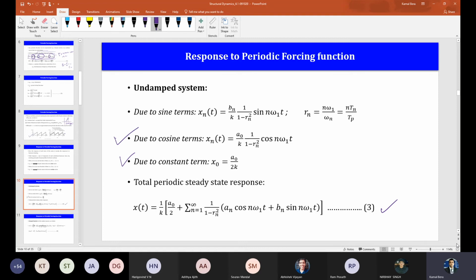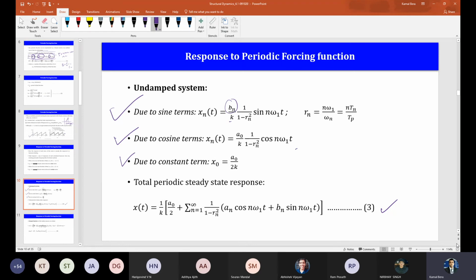Constant term due to cosine term, sine term. We already did it, right? We are remembering f0 by k, 1 by 1 minus r square sine omega t, right? So that is what is written. Okay. So this is f0, here bn by k, 1 minus r square. So there it is only 1, right? So there it is r only, omega by omega n. So here, instead of omega, it is n omega 1, because n is 1, 2, 3, 4, like that.